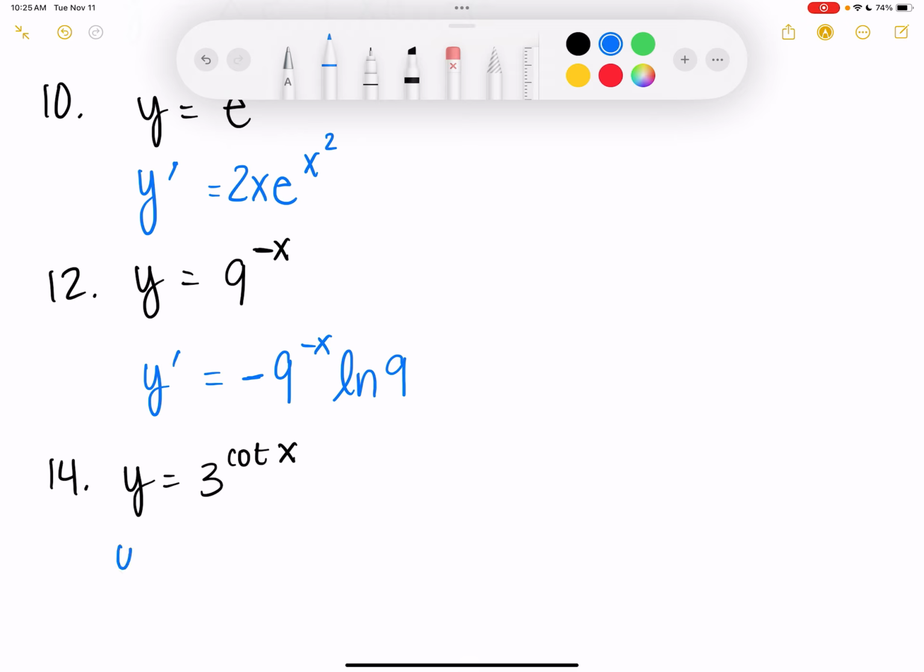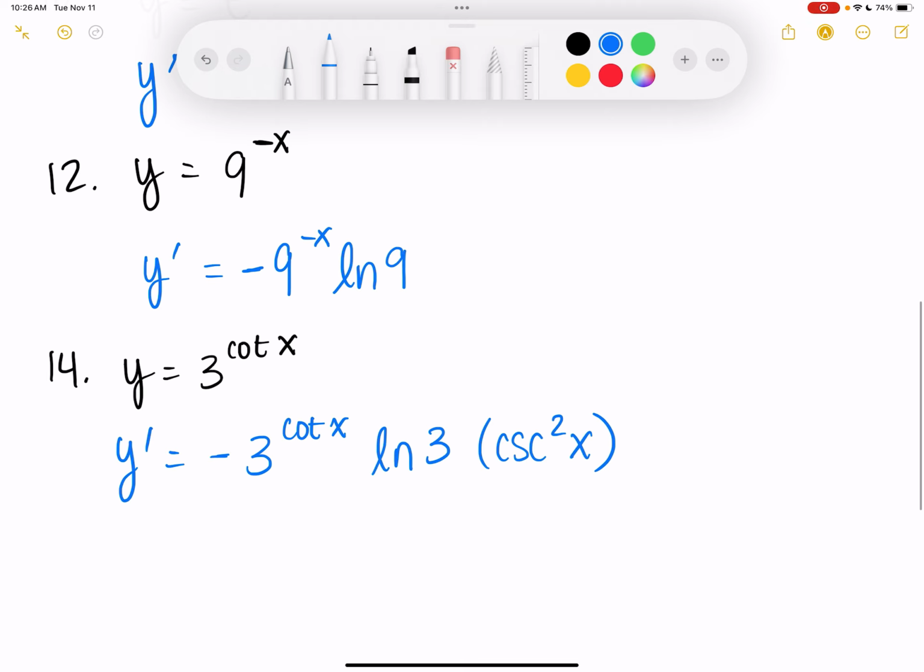So y prime is equal to, copied down exactly as it is, 3 raised to the cotangent of x. Then the ln of the base, which is the ln of 3. Then I need the derivative of cotangent of x. Do you remember what the derivative of cotangent of x is? If not, it's okay. Negative cosecant squared of x. Yep. So I'm going to put the negative out here, and then I'm just going to do cosecant squared of x over here. I just put it in parentheses because that way it shows that it's not with the ln of 3. It kind of shows it's its own thing.